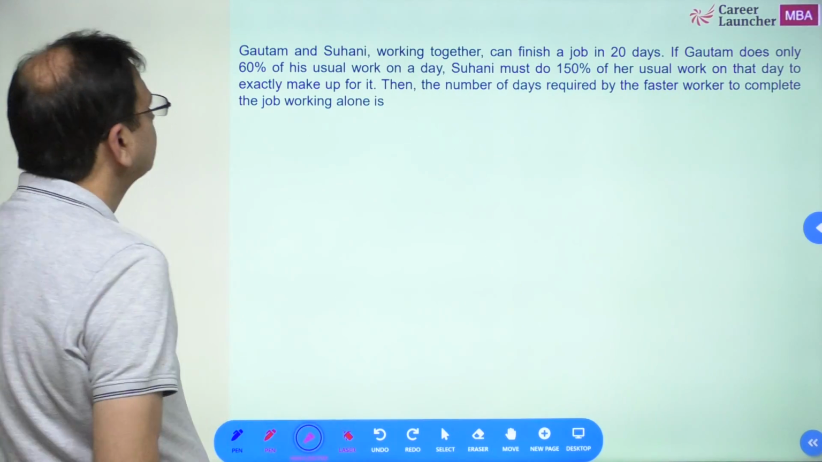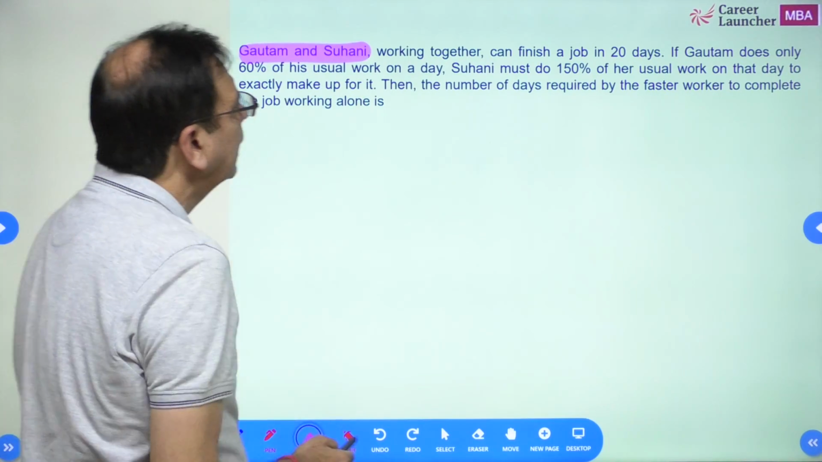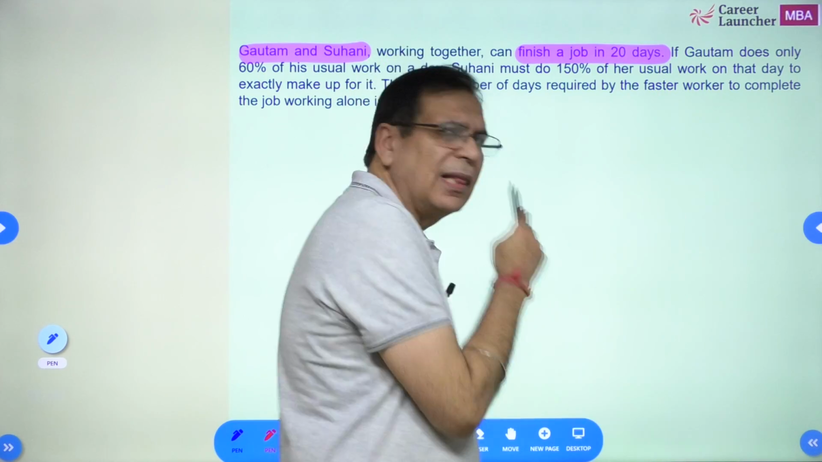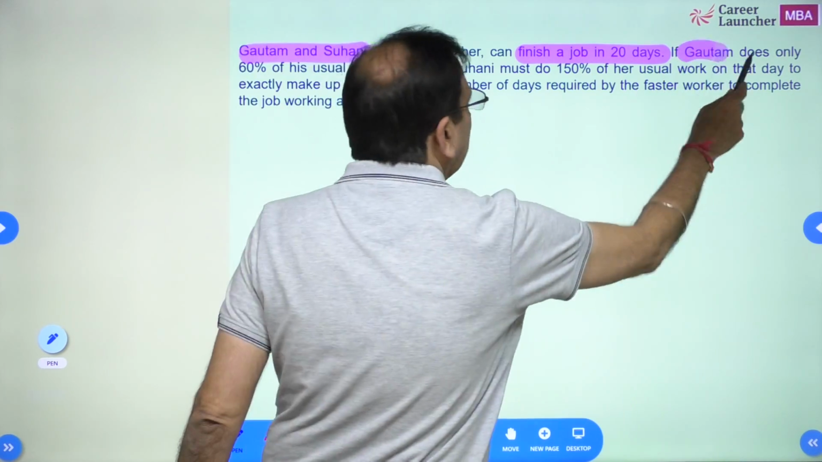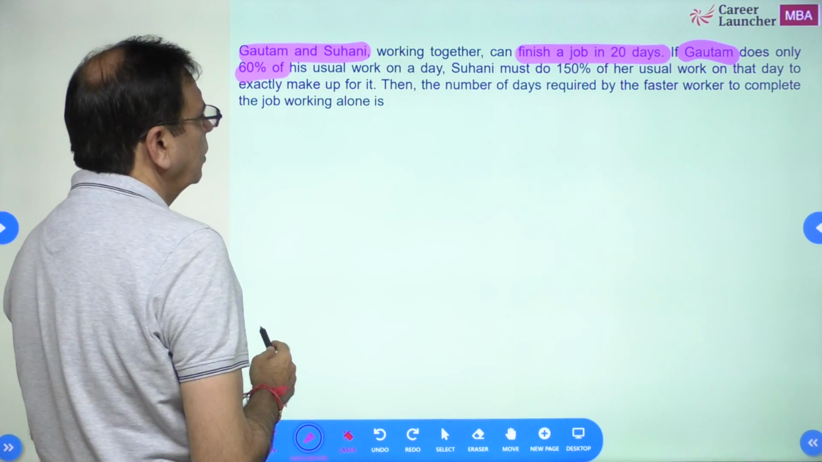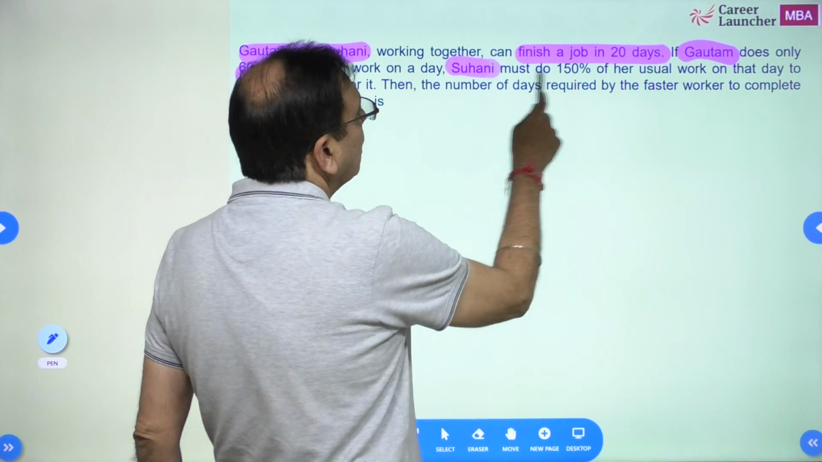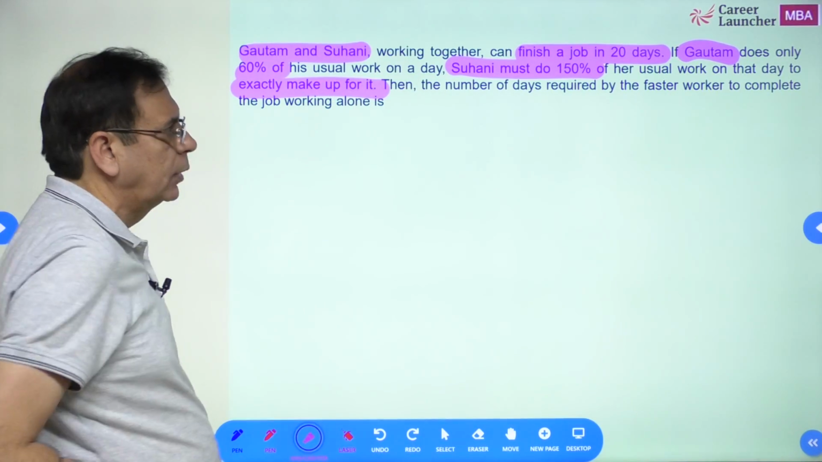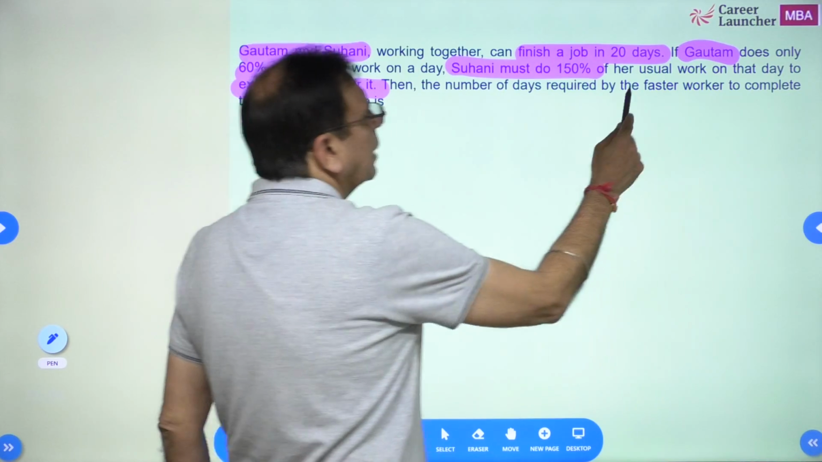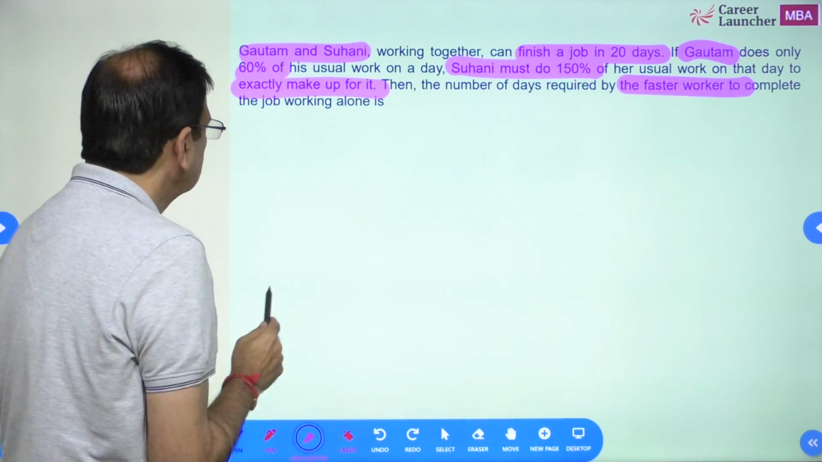Question 15. Gautam and Sohani working together can finish a job in 20 days. ये अच्छा लगता है ना. 20 यानी 5% काम करेंगे एक दिन में. If Gautam does only 60% of his usual work in a day, Sohani must do 150% of her usual work on that day to exactly make up for it. The number of days required by the faster worker to complete the job working alone.